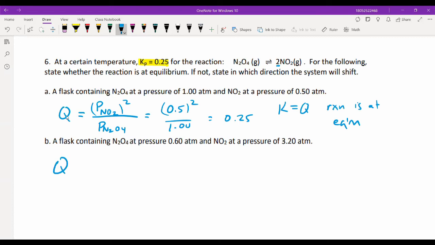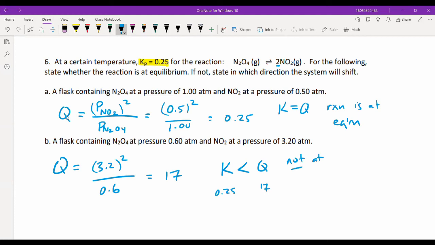Pretty easy. For part B, we again just plug in the pressure of NO2 in atmospheres and square it, and then plug in the pressure of N2O4 in atmospheres, and we get about 17. Writing K first, we know K is 0.25 and this is 17, which is greater than K. The arrow points left, so it's not at equilibrium. The reaction will shift left to reach equilibrium, or towards the reactant side.